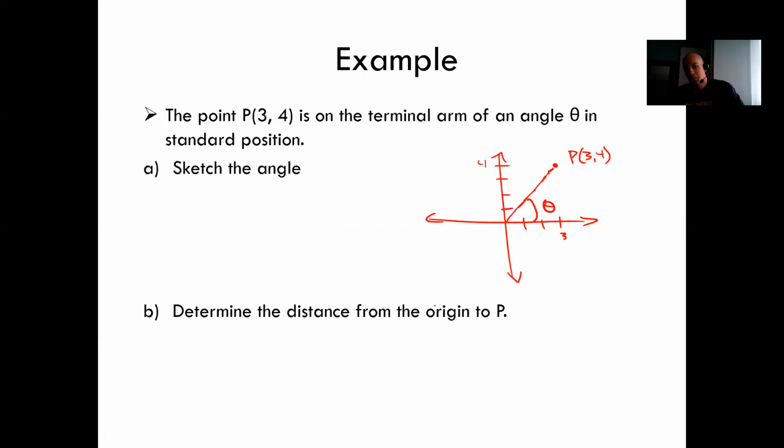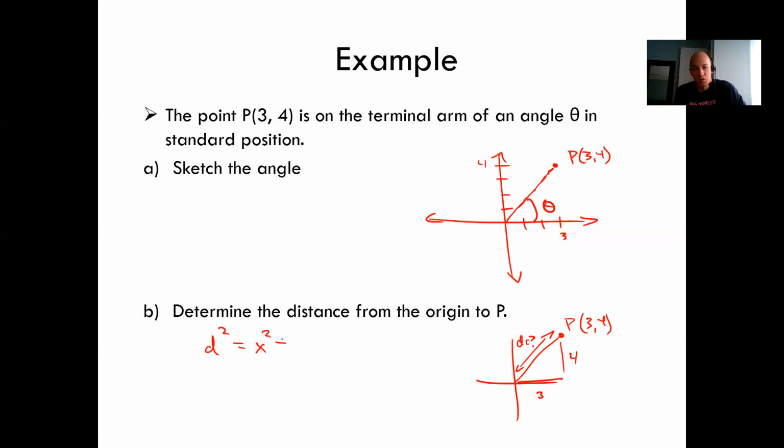B says determine the distance from the origin to P. This is actually a very simple thing. If you imagine here, just sort of resketching it, this does form a triangle with 3 and 4. Here's our point P. I'm just redrawing it. How long is this distance along here? This is a simple Pythagoras thing. If we call this D, the distance, d squared equals x squared plus y squared. So d is equal to the square root of x squared, which is 3 squared, plus y squared, 4 squared.